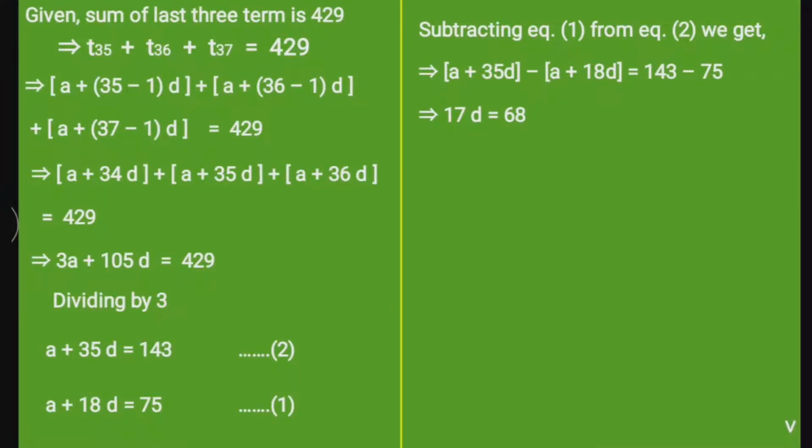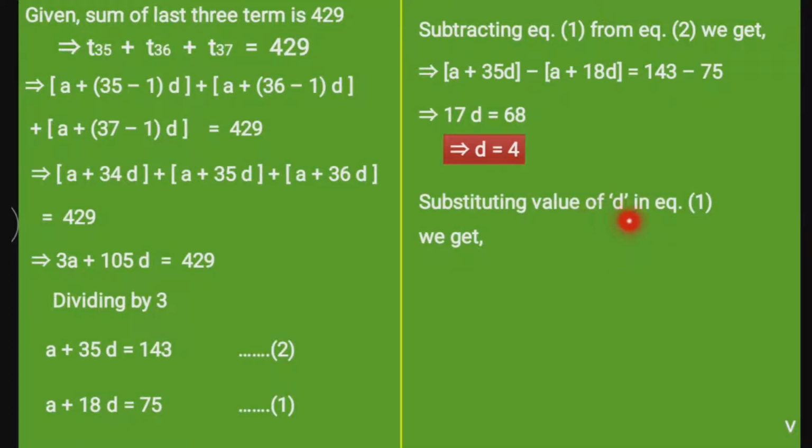So we get here value of D as 4. Now we substitute this value in any equation. So we substitute value of D in equation 1. So equation 1 is A plus 18D equals to 75. So we replace D by 4. So we write here A plus 18 into 4 equals to 75. So 18 into 4 is 72. So we transfer this 72 to right hand side. So we get A equals to 3. So we get value A equals to 3, value D equals to 4.